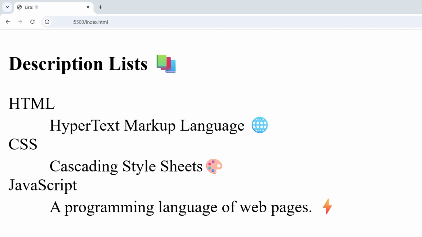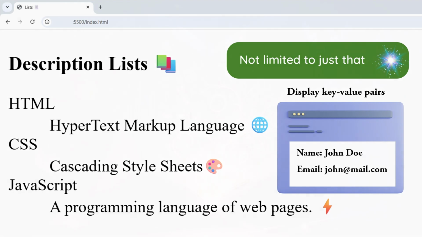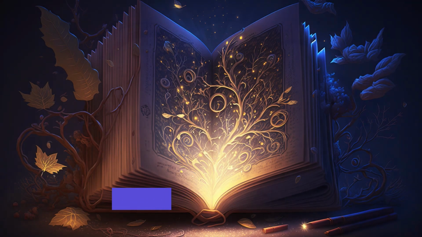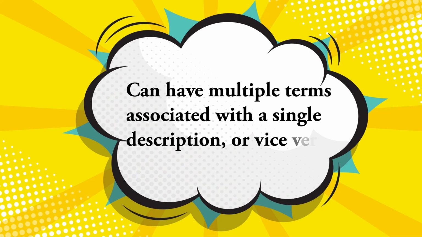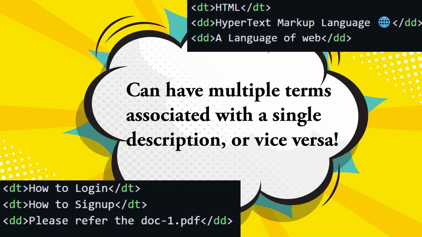While description lists are often used for definitions, they are not limited to just that. You can use them for any situation where you need to display key value pairs. For example, contact information. And here is one more interesting aspect of a description list: you can have multiple terms associated with a single description or vice versa. This can be used for grouping related terms or providing multiple descriptions for a single term.